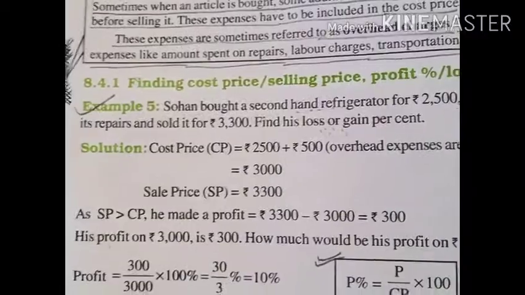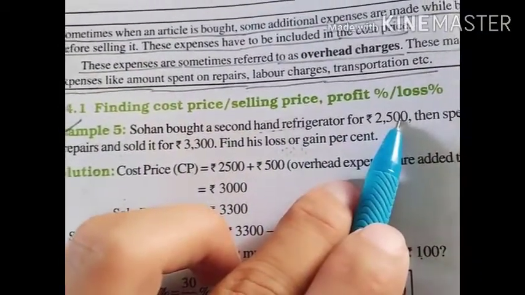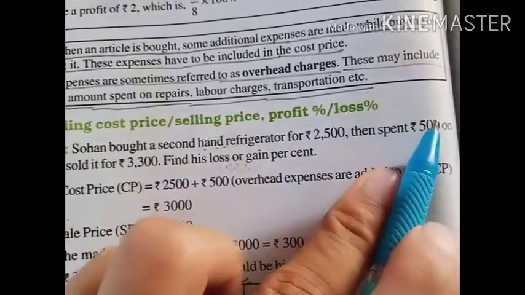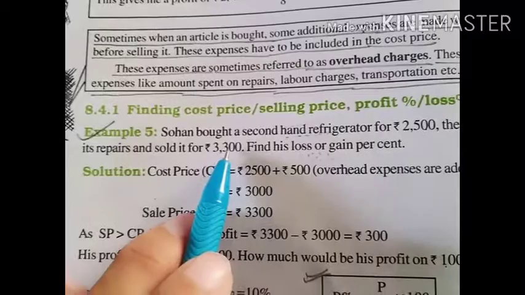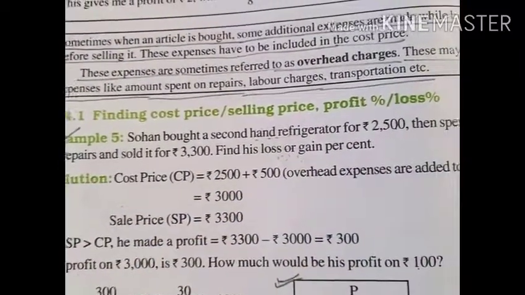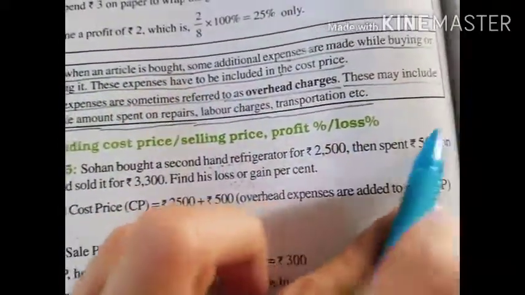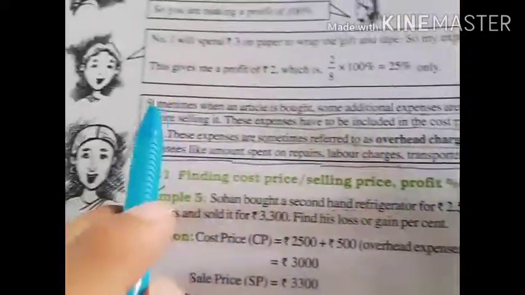Now an example is there. Sohan bought a second-hand refrigerator for rupees 2500, then spent 500 rupees on its repair and sold it for rupees 3300. Find his loss or gain percentage. One more thing is there. He spent 500 rupees. So for understanding this one, you have to come here.